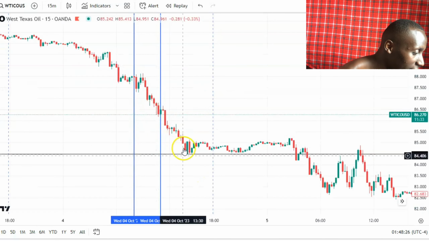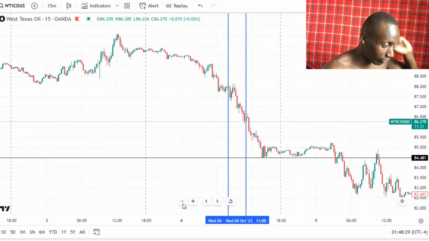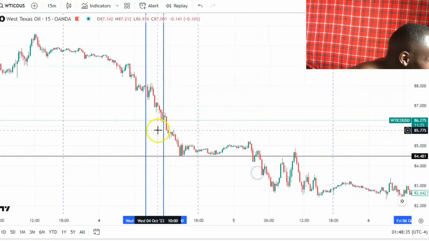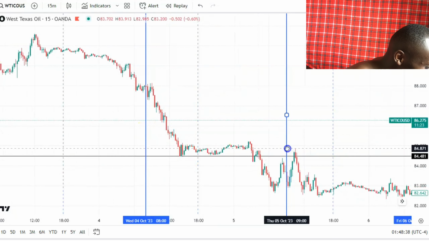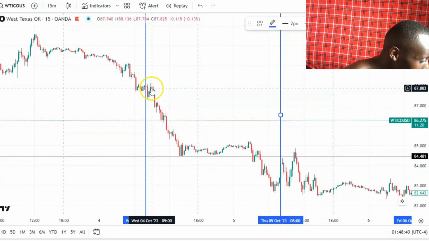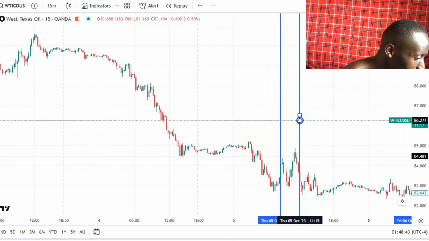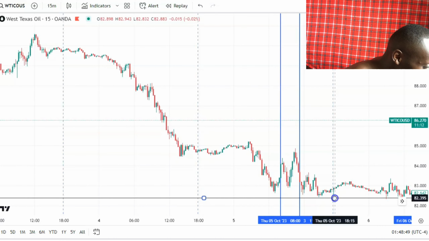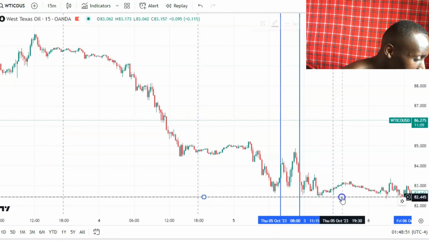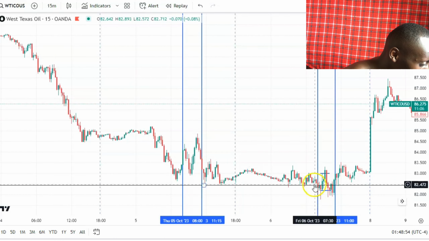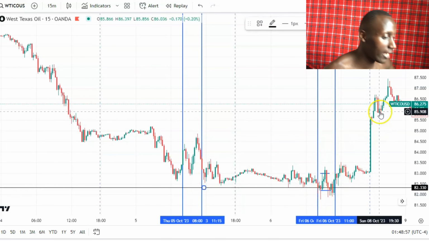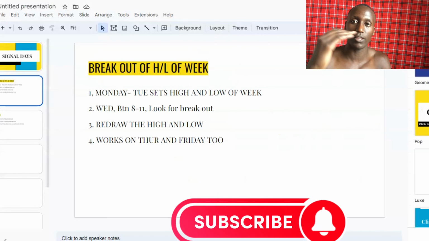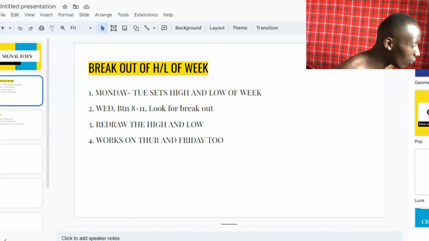So if on Wednesday price just continues breaking down and we have no reversal, we redraw the low, and then we look for the same thing on Thursday between 8 and 11. You can see we have no breakout, so that means we redraw the high again. And then on Friday we did have a breakout, a small breakout, and you can see we had the reversal. So that is the first signal that I look at, the breakout at the high or the low of the week.